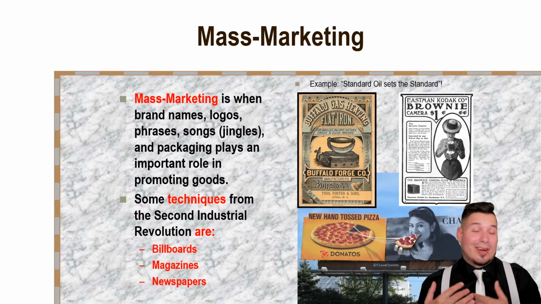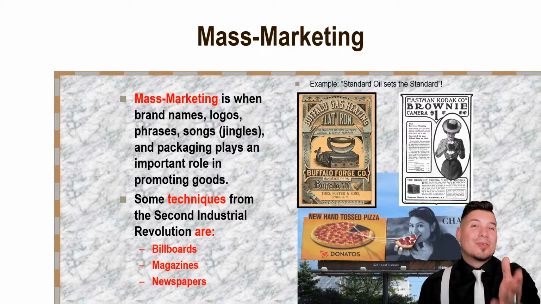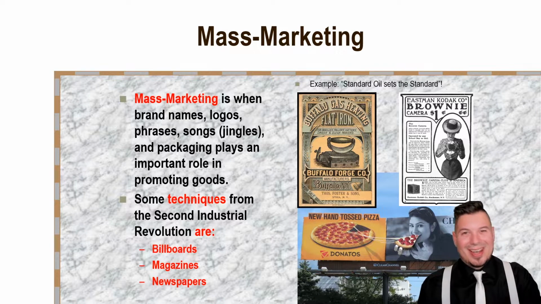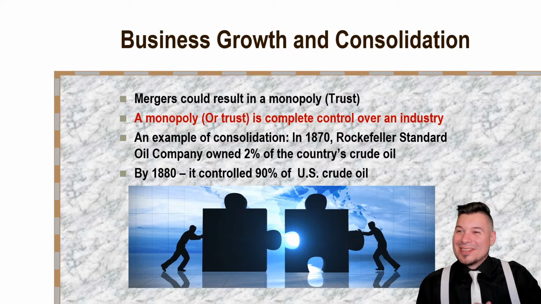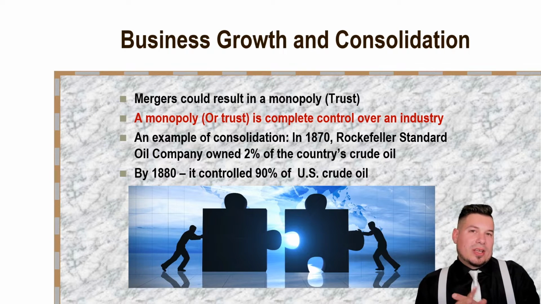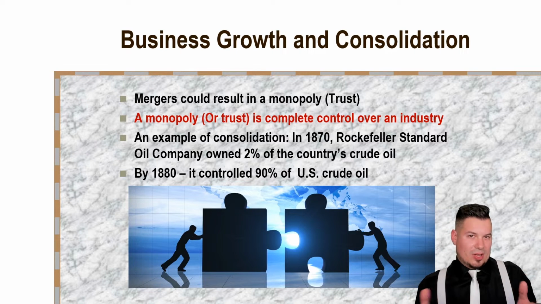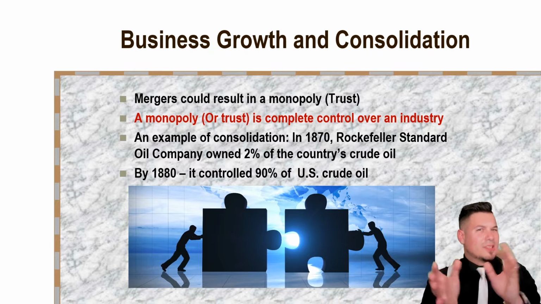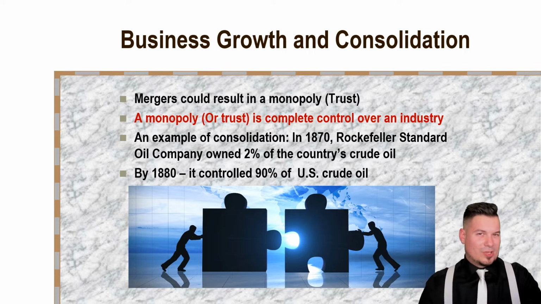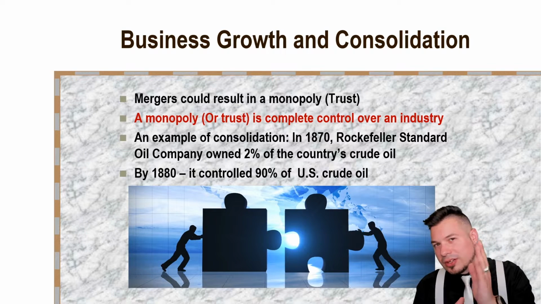And today, ads are everywhere. They're in YouTube videos, Hulu, and in some cases they make you pay to get rid of the ads, because there are just so many now. One of the things we see is that monopolies start to form, with business growth and consolidation. Mergers could lead to a trust or a monopoly. There are minute differences between monopolies and trusts, but for our purposes we'll group them together. Essentially, a monopoly, or a trust in our case, is complete control over an industry.